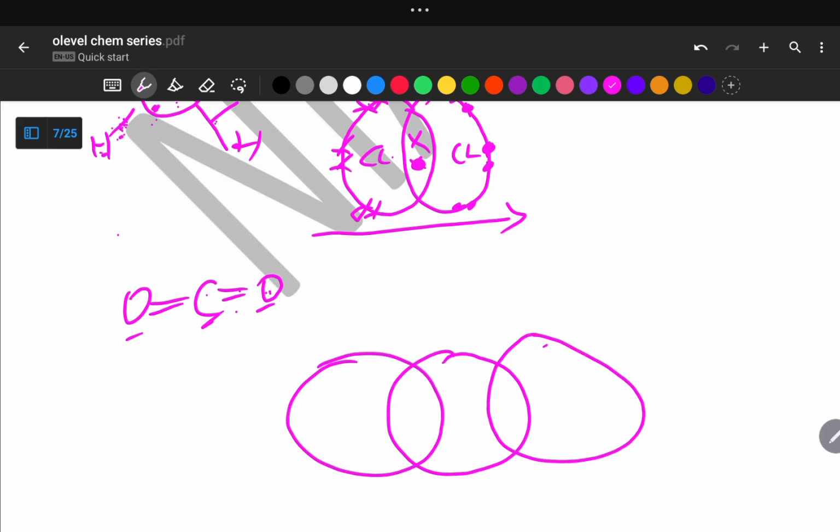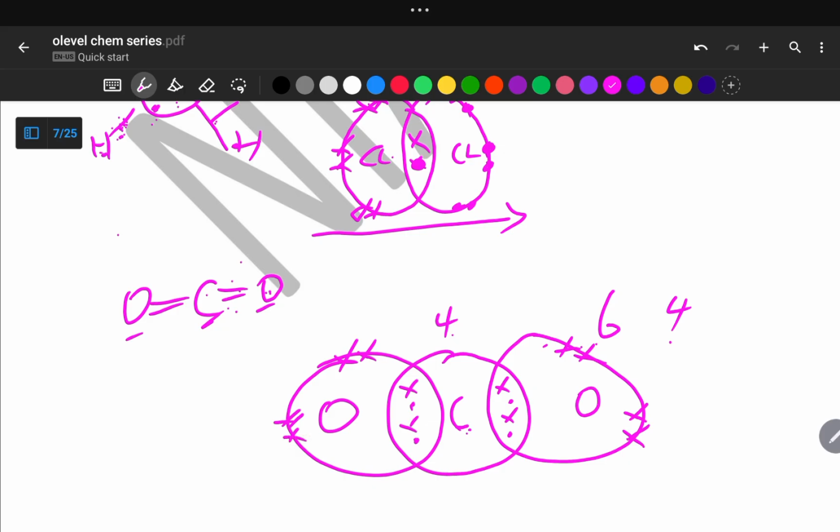Are we together? You're going to have 2 from oxygen, 2 from carbon. This one is the carbon, the central atom, and this one is the oxygen. How many electrons do we have for carbon in the outermost shell? We have 4. For oxygen in the outermost shell, we have 6. We have used 2, so we are left with 4. And we are left with 4 here.